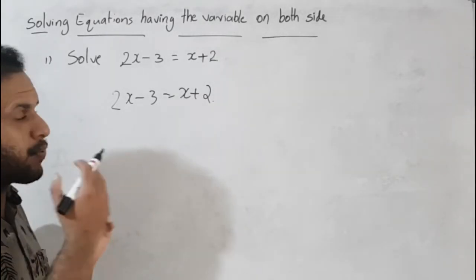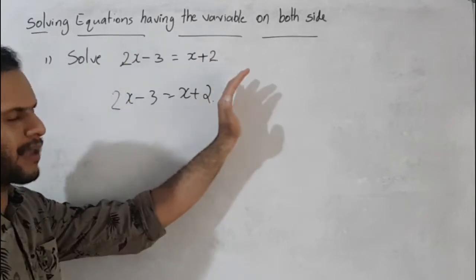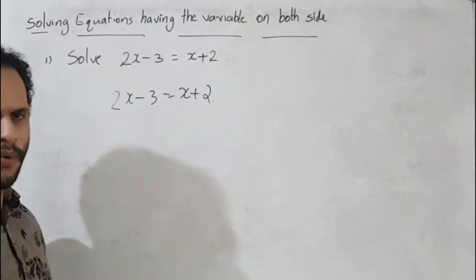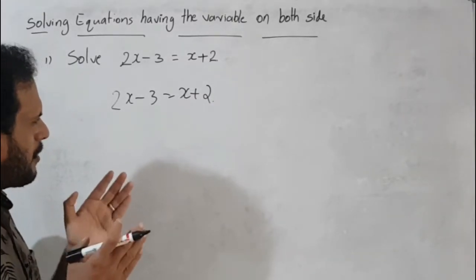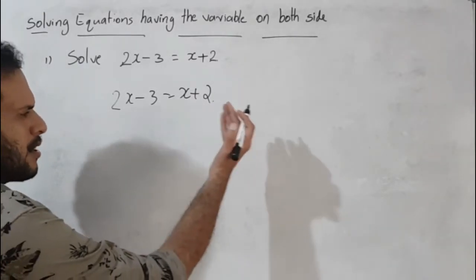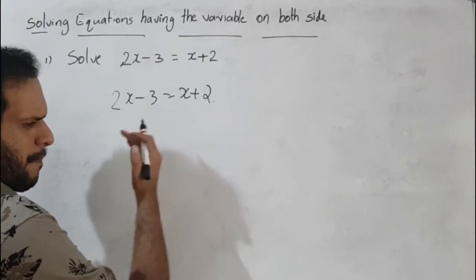If you transpose 2x to the side of x, that's also correct. There is no mistake there. But I think which is easier: the easier way is to transpose the smaller to the bigger side.